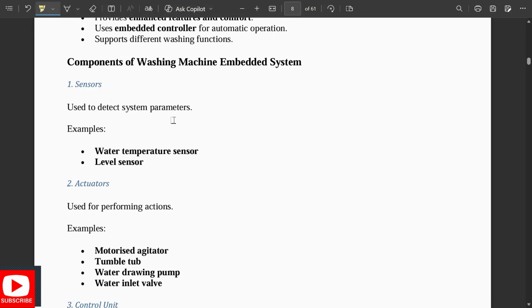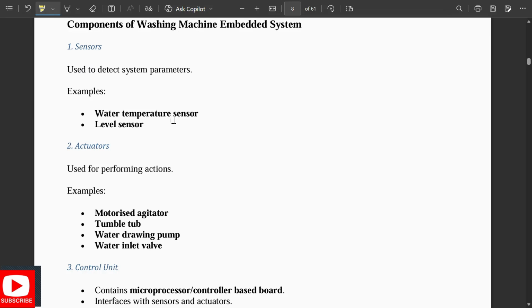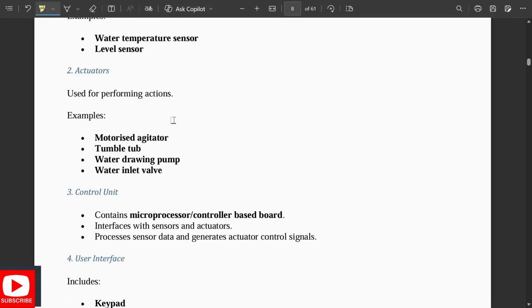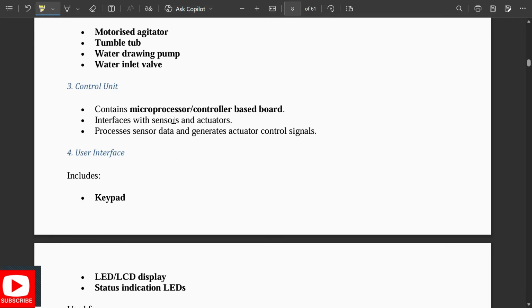What are the components of a washing machine embedded system? Firstly, sensors, to detect parameters like water temperature or the level sensor. Then actuators, to perform actions like the tumble tub, the water drain pump or the water inlet valve. Then comes a control unit. It contains a microcontroller or a processor based board.